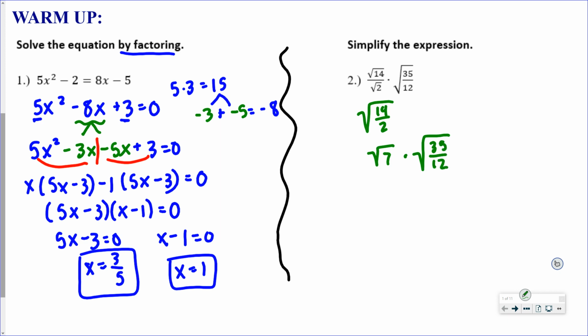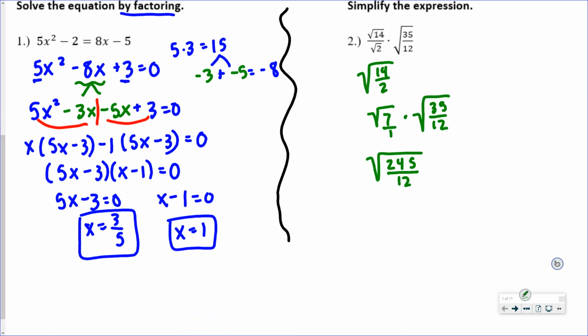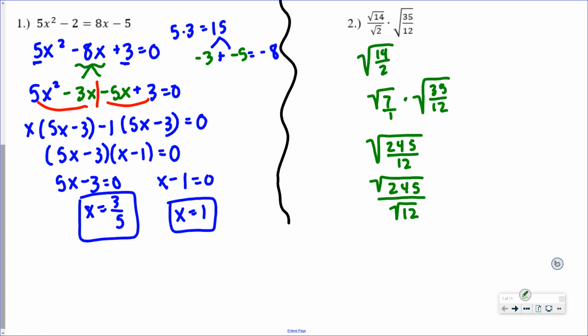Then I actually multiplied them together. So you can think of this as 7 over 1 in there. So we get 7 times 35, which is 245, over 1 times 12, which is 12. Now I have to simplify this because I can't have fractions under a radical. So I square root the top, square root the bottom, and then I simplify both of these. Unfortunately, neither of those are perfect squares. 245 does have a perfect square factor.